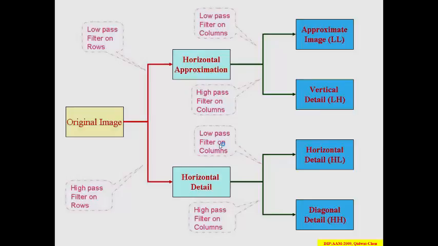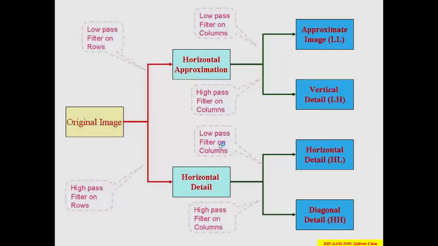The first part here, we call it the approximation. Here we have the vertical detail, this is the horizontal detail, and this is the diagonal detail. And the size of each one of these components is m over 2 by n over 2.